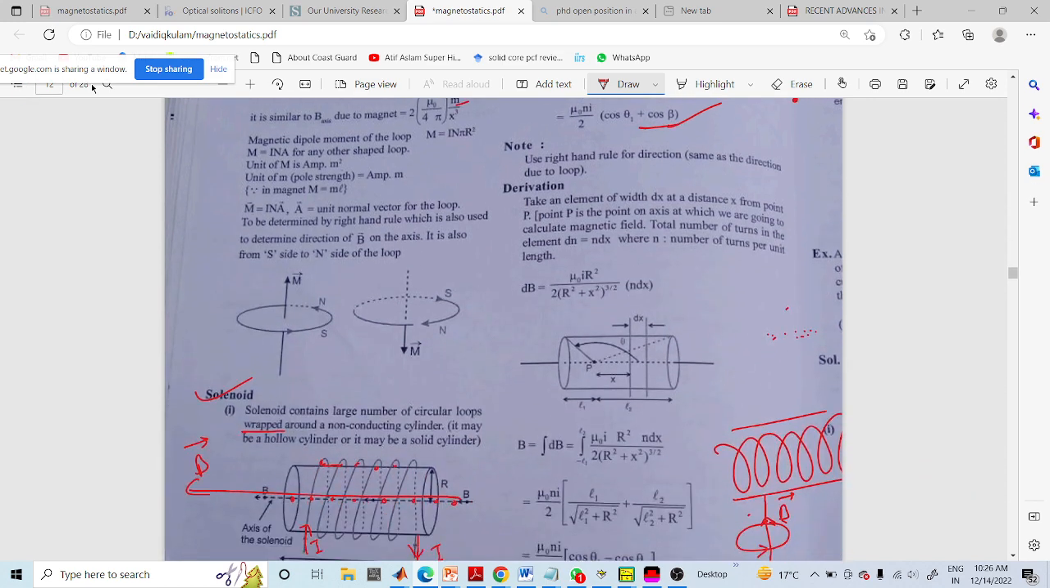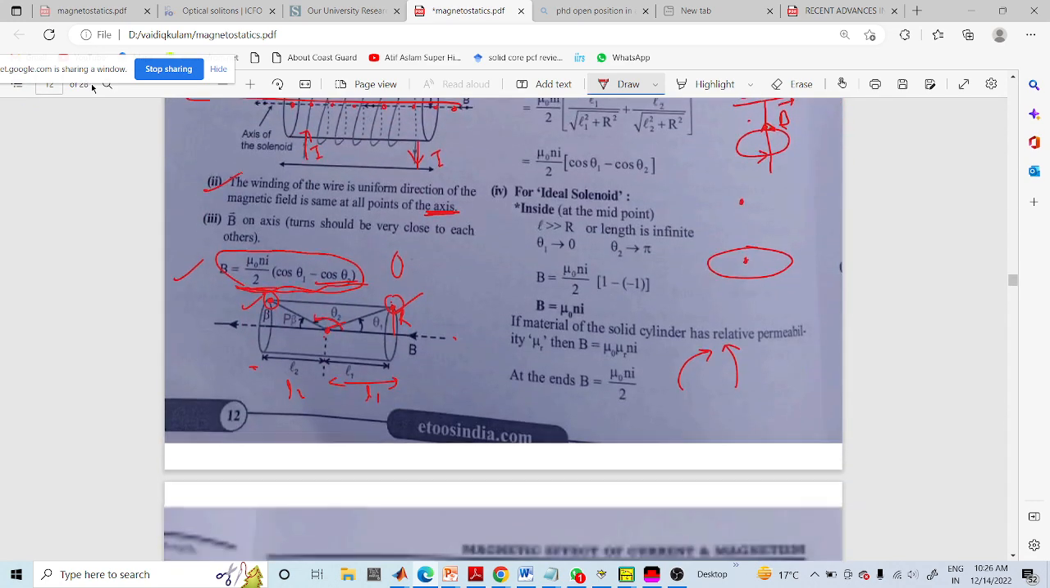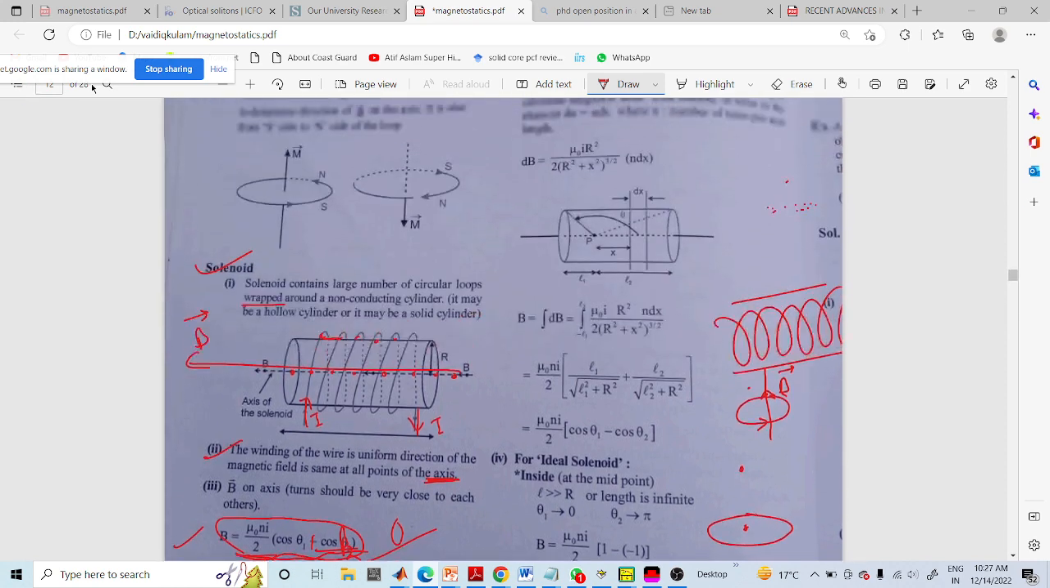So now what is the thing? Now the thing is, if we have a solenoid, and this is making beta from here and this is making theta 1, so what will be the result? The result will be cos theta 1 plus cos beta, that's it. This is the magnetic field on the axis, okay?